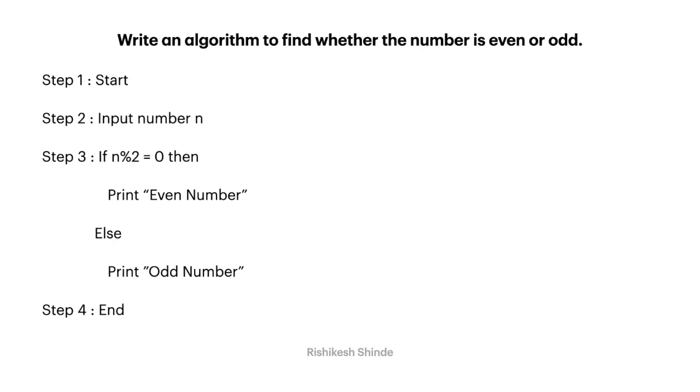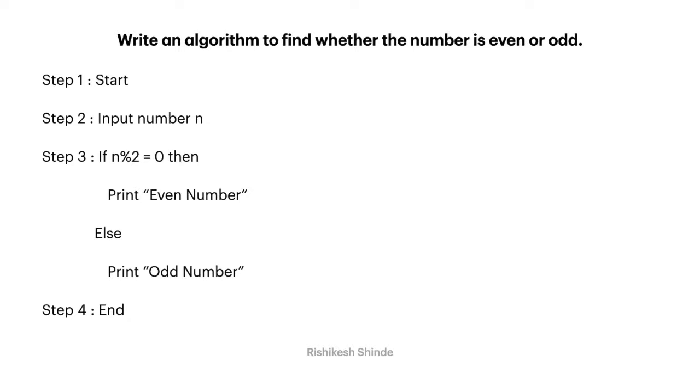Now let us see how algorithms are written. So here is an example. The question is write an algorithm to find whether the number is even or odd. So we are going to write an algorithm which will determine whether the number is even or odd, and at the last it will give us an output telling whether the number is even or odd. The algorithm is defined in several steps.